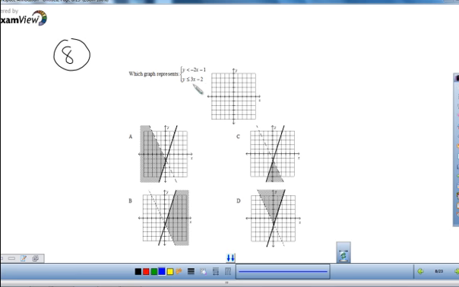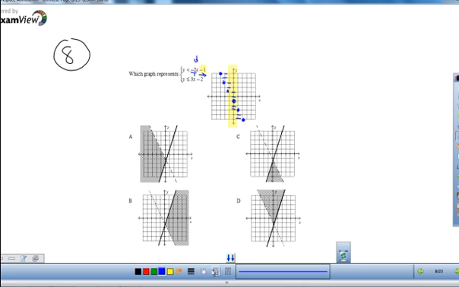It says which graph represents, so we're going to go ahead and graph it. We're going to start with the y-intercept. So we're going to put a dot on negative 1. From there, we're going to go down 2, right 1. Down 2, right 1. I can keep going down 2, right 1, or I can go up 2, left 1. So there's my line.